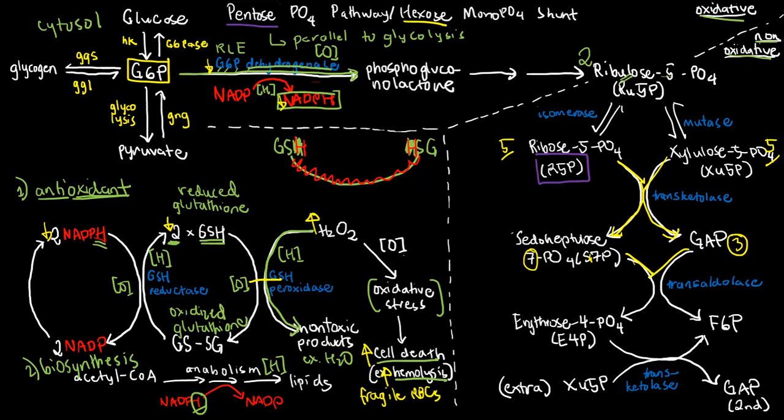You could once again mix them together and split them into 2 using a transaldolase, and you get 2 unique sugars once again. One of them is erythrose 4-phosphate, which is a tetrose, and then the other one is fructose 6-phosphate, of course, a hexose. So once again, 4 plus 6 is 10.